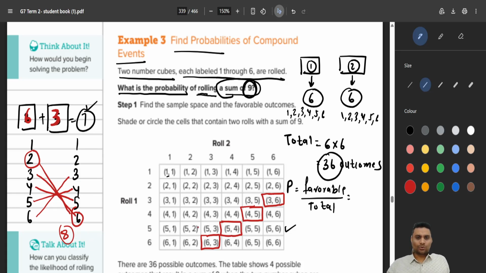So how many outcomes are there with 9? 1, 2, 3 and 4 outcomes only. So my favorable outcomes will be 4, which are giving me a sum of 9, and the total is 36. So 4 over 36. I will divide both the numbers by 4 because it is possible. 4 divided by 4 is 1, 36 divided by 4 will be 9. So 1 over 9 is the probability, okay, of getting a sum of 9.